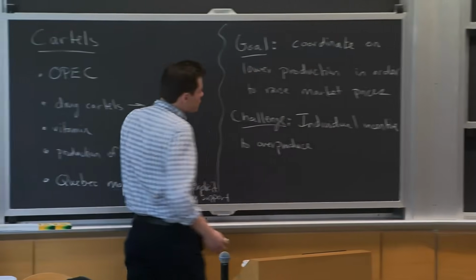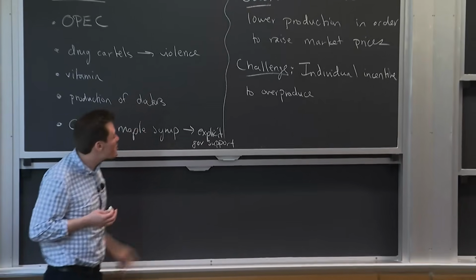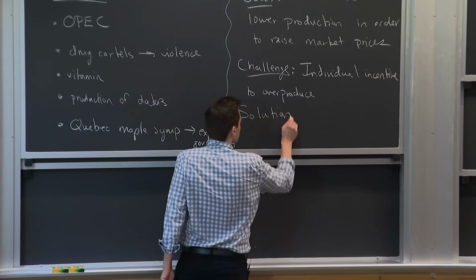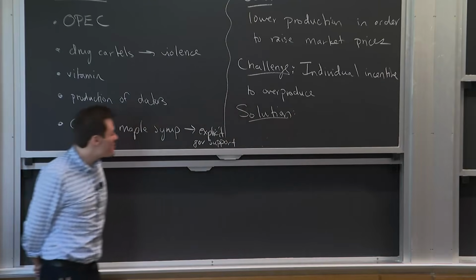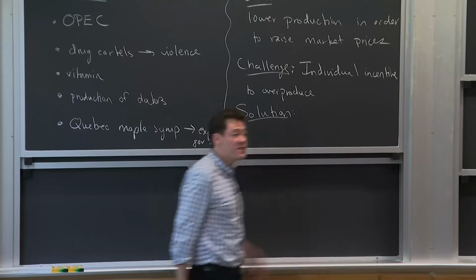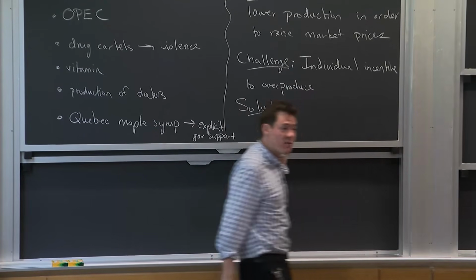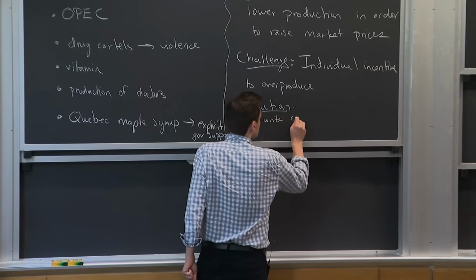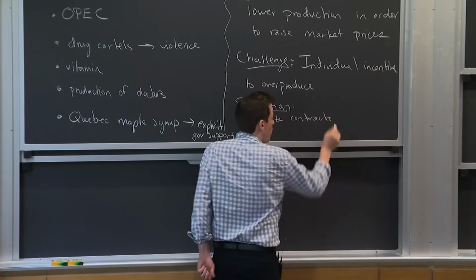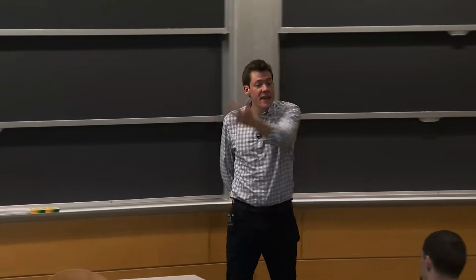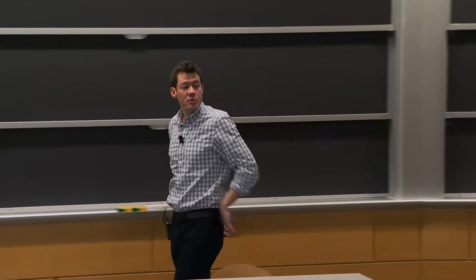So what's the solution? I don't want to say solution from a socially efficient standpoint, but a solution from the cartel standpoint. I don't use solution with necessarily a positive connotation. Well, there's a few solutions. One is to threaten violence, but we're not going to talk about that today. One is to write contracts. What we can say is we're going to write a contract that this is exactly how much oil you have to produce, or this is exactly how many units of vitamins you're allowed to produce.